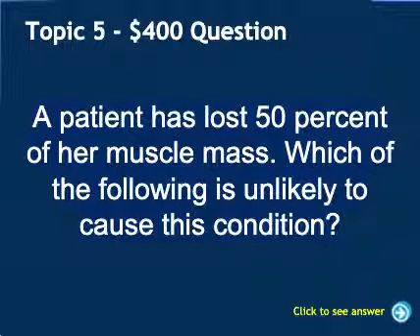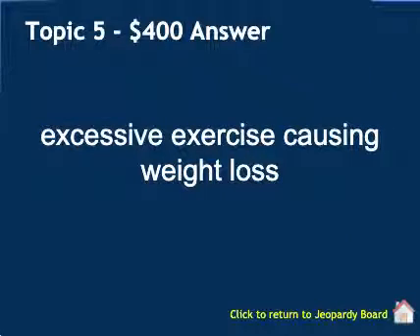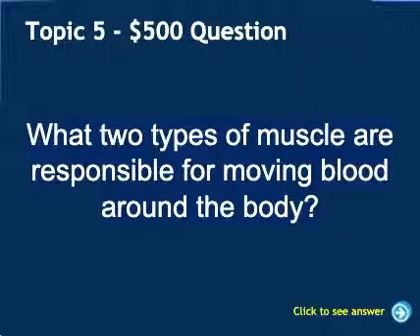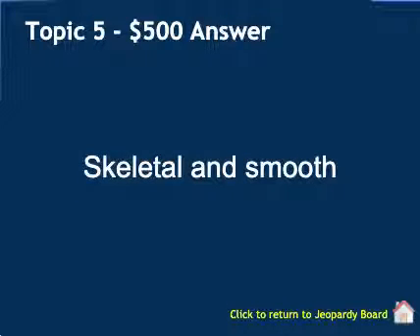A patient has lost 50% of her muscle mass. Which of the following is unlikely to cause this condition? Excessive exercise causing weight loss. So, basically, a lot of exercise, even though she lost weight, a lot of exercise during that weight loss is not going to cause her to lose that muscle. What two types of muscle are responsible for moving blood around the body? The answer is skeletal and smooth.